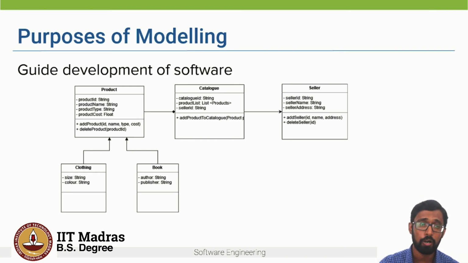Another purpose of modeling is that it guides the development of software, right? The ideas from the initial UML models can be detailed out even further. And then this model can guide the actual development, the coding of the given software system. So maybe we can start off with basic classes, then add relevant data attributes. And as we progress towards development, more attributes and member functions can be added.